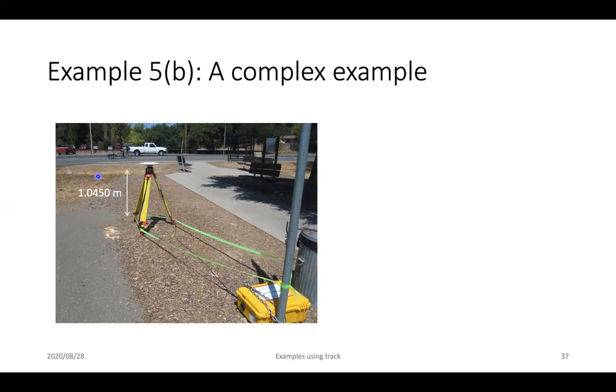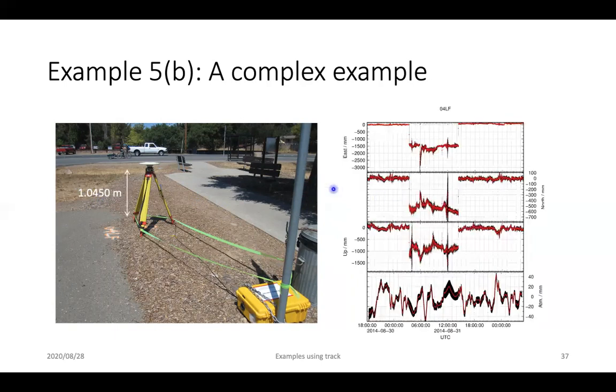The height here of the antenna is 1.04 meters, and the resulting track run looks like this. So in this case, what we have is a site that runs along nicely, gets disturbed, falls down, and then is repositioned, apparently, back to its original position.